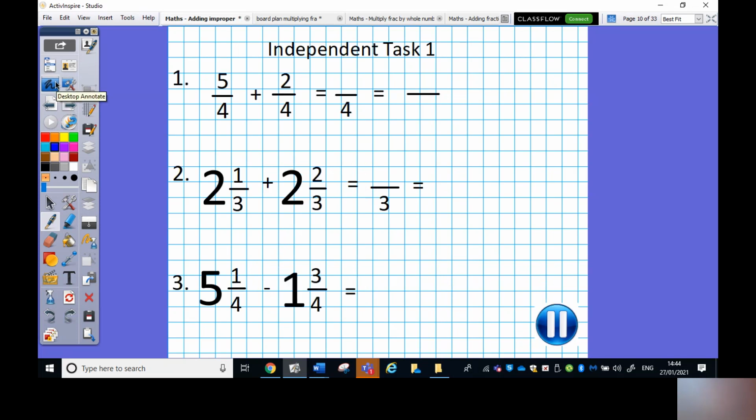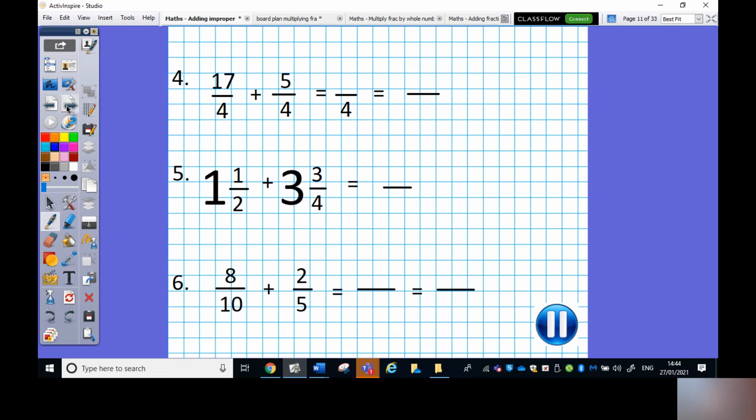Great. So what I would like you to do now is to complete the independent task. Please pause and then unpause to complete the rest. We have questions 1, 2, and 3 here. And then we also have 4 and 5. When you have finished, unpause and we'll go through the answers. Great. So how did you do? Let's take a look.